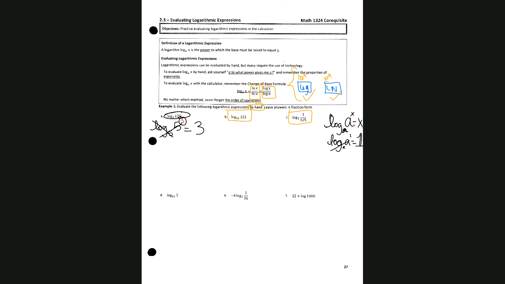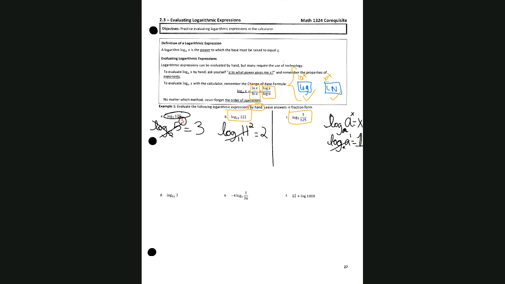With the next one, we're going to do the same and try to rewrite 121. To what power do you have to raise 11 so that you get 121? That will be 11 squared. So here we can cross this out, and the answer becomes 2, just like that.